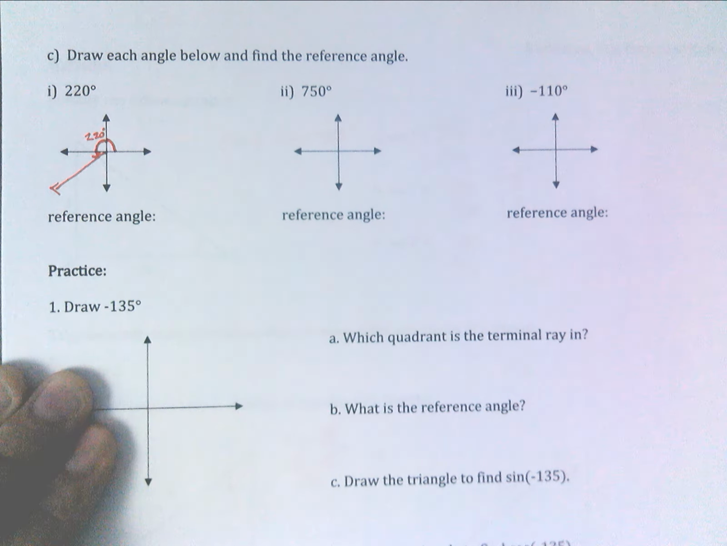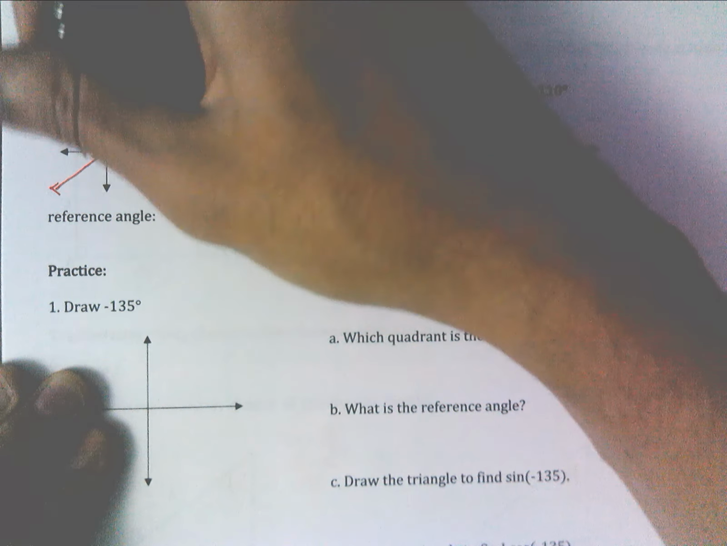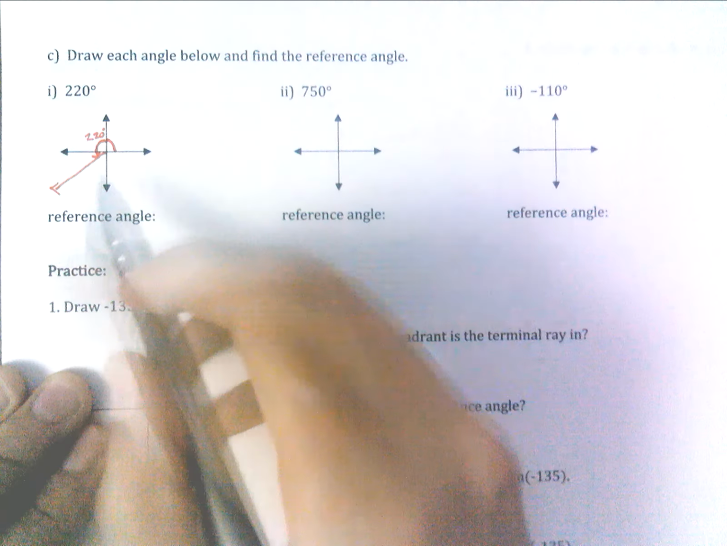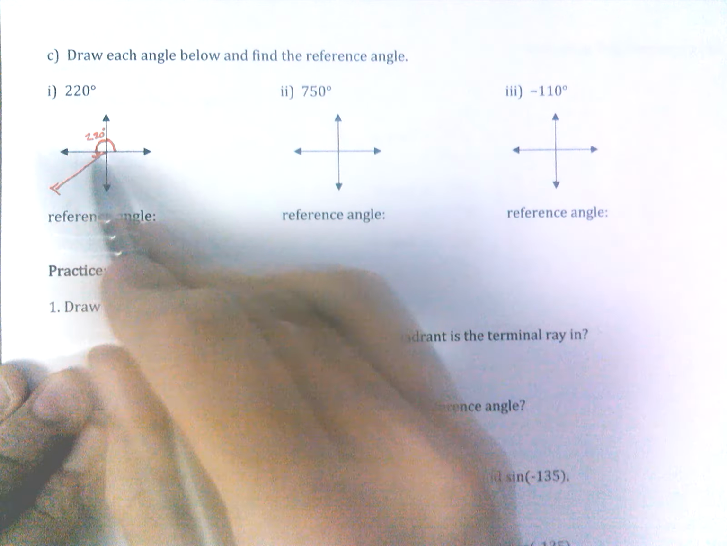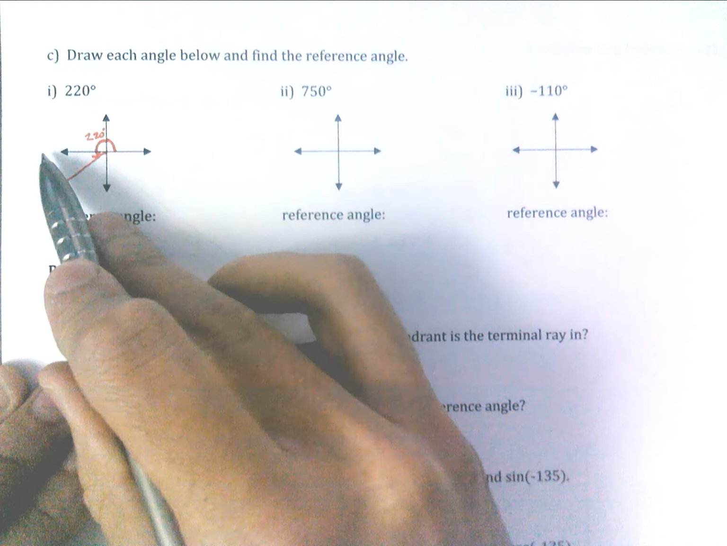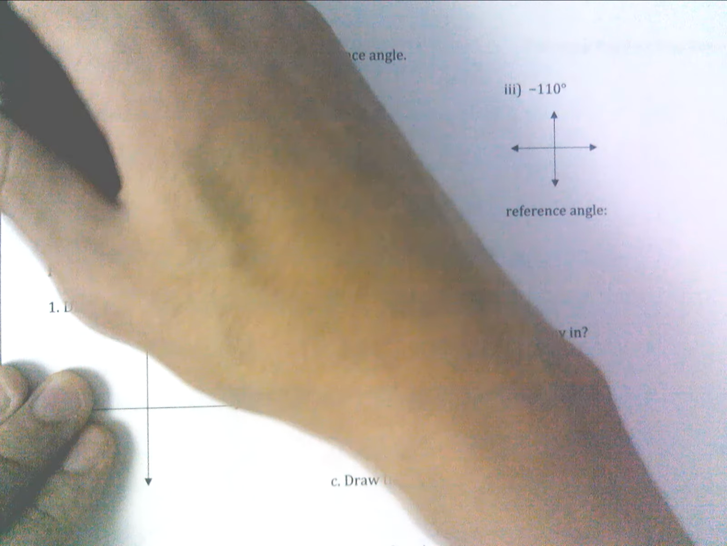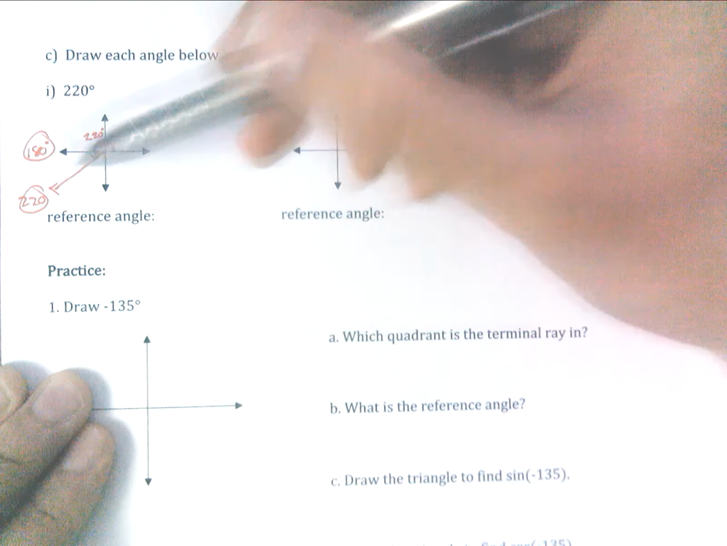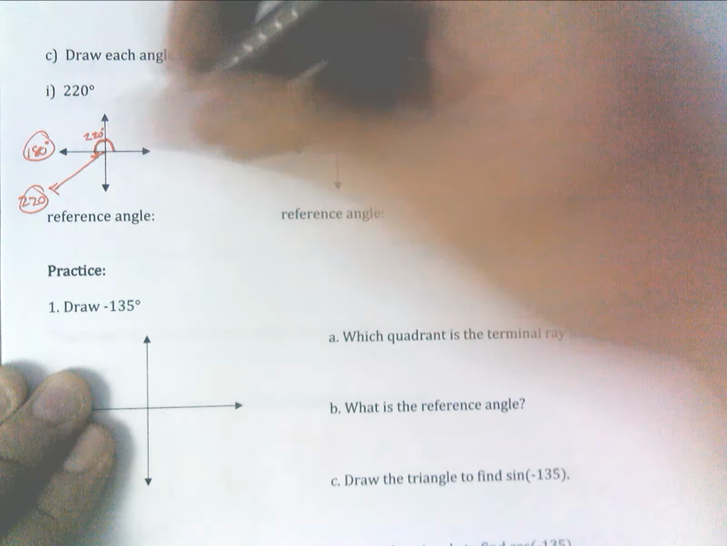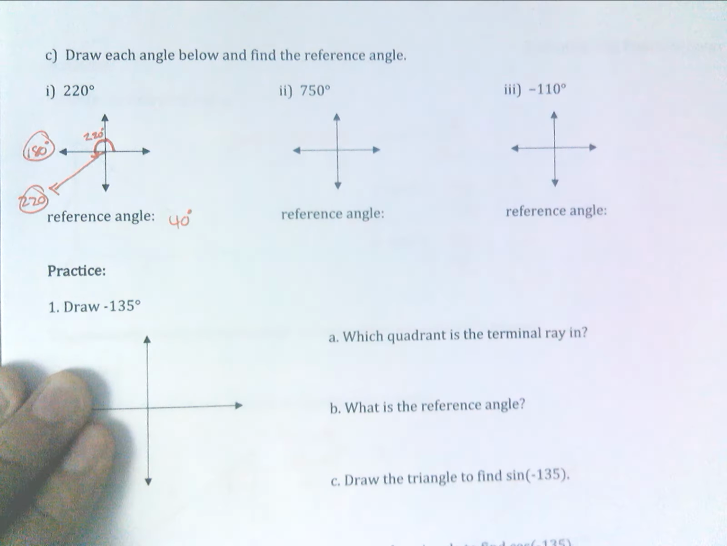Now, what is the reference angle? Again, it's the positive acute angle formed from the terminal ray and the x-axis. Well, I'm looking at the negative x-axis here. So that's 180. This is 220. And the difference, or that angle in between, is going to be 40. So that's our reference angle.